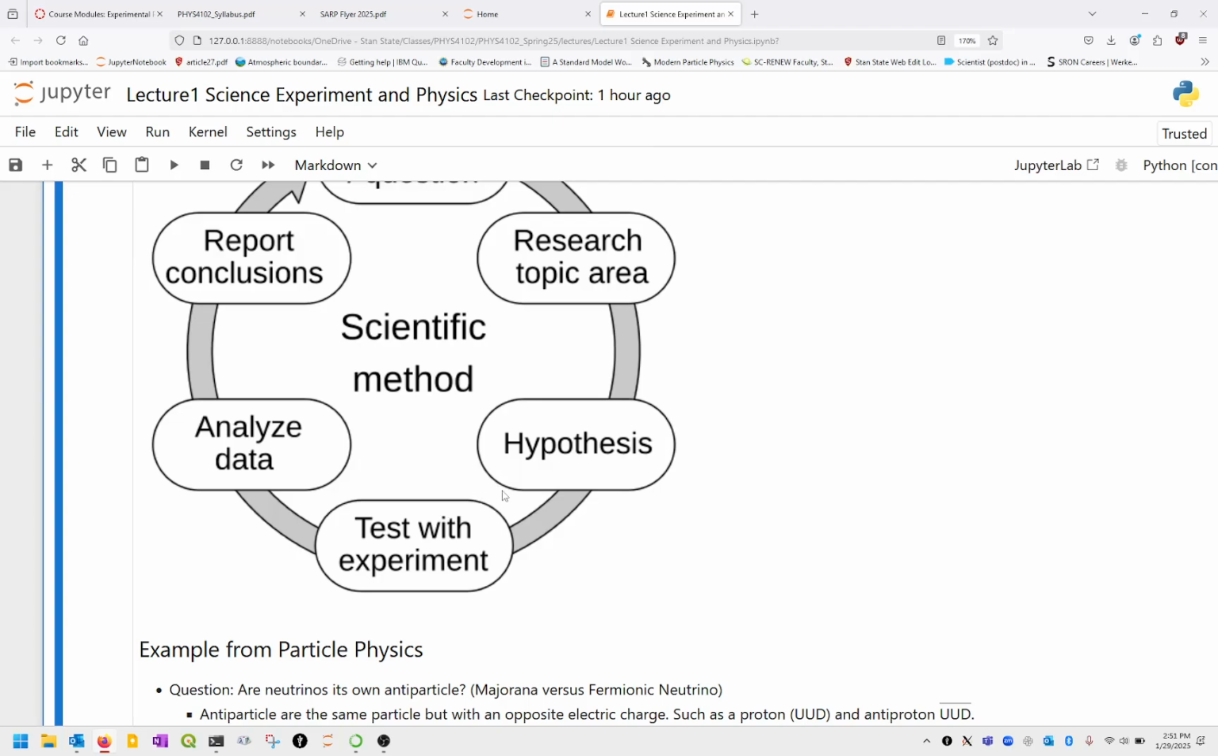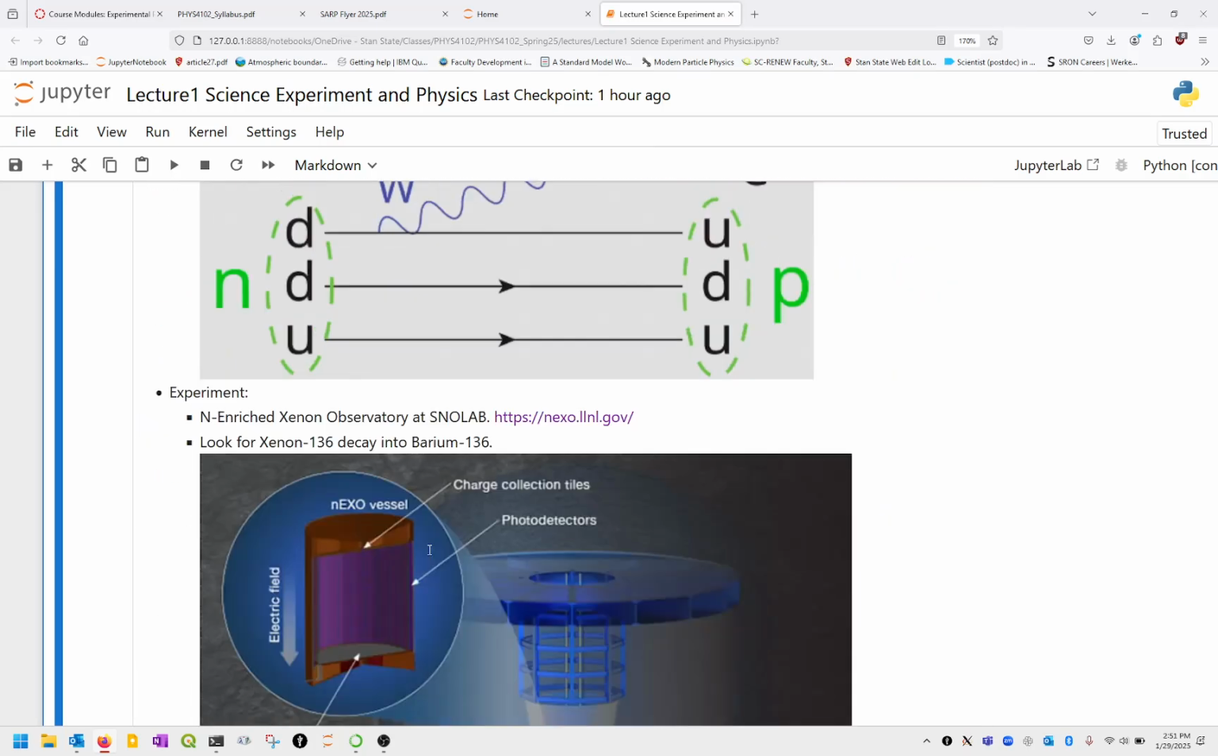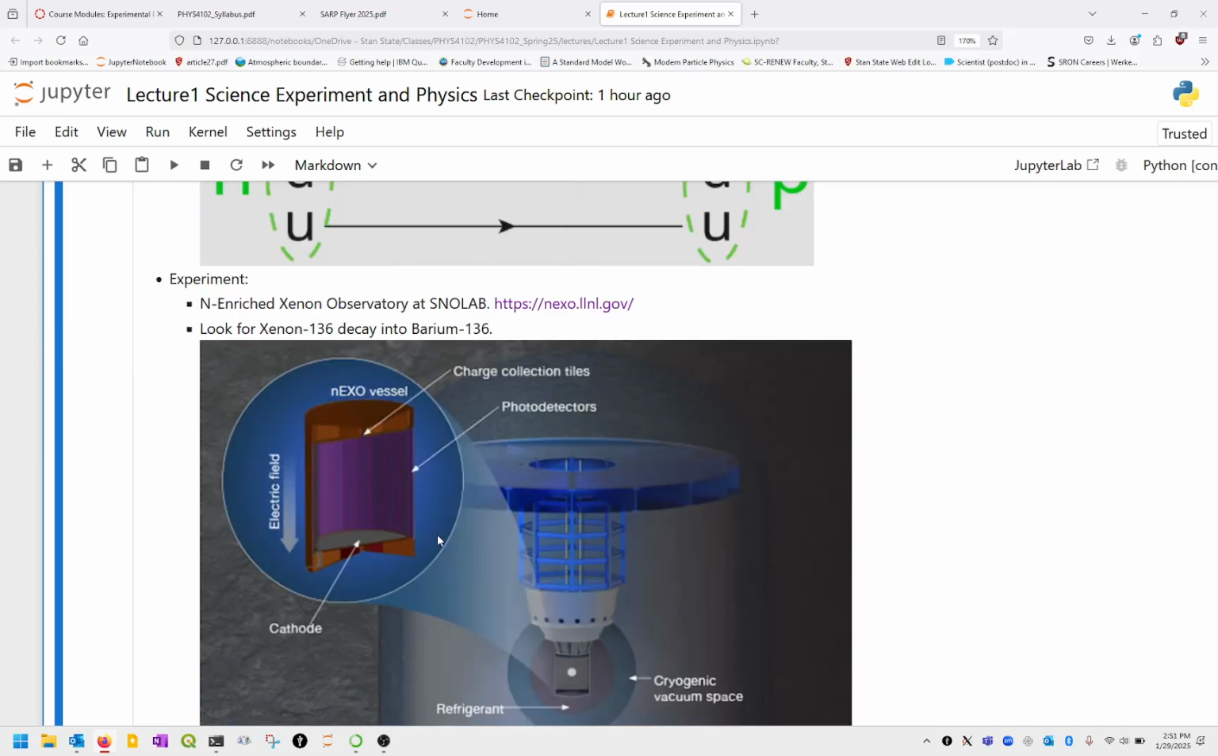And now, in order to prove a hypothesis true or not, you do an experiment. You have to do the experiment in real life. There's a couple of experiments that do this. There's what's called the Enriched Xenon Observatory. It's called nEXO. The website is hosted by Lawrence Livermore National Lab, which is only about an hour from here, so they are part of this experiment. But the actual observatory is in SNOLAB. Who knows where SNOLAB is?